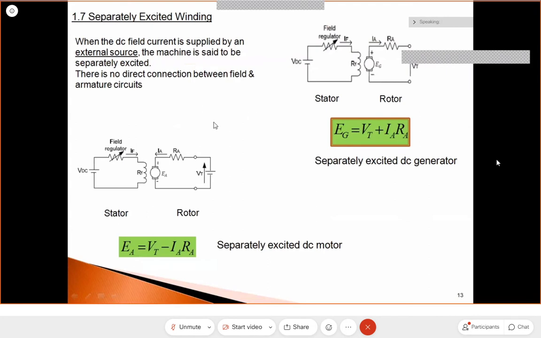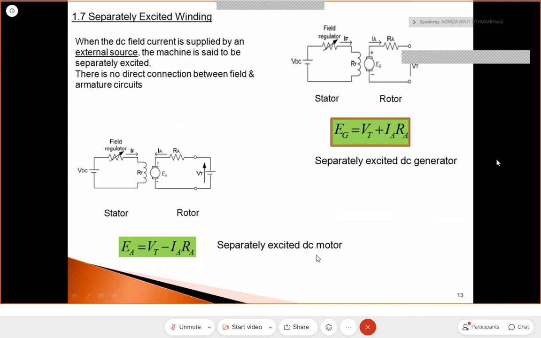Okay, and then this is generator. So for generator, EG equal to VT plus IA RA. Maksudnya kita sekarang ni consider loop dekat sini sahaja. Kita cuma consider loop untuk EG sajalah. Biasanya kita nak determine the EG ni, ataupun the voltage dekat terminal ni. So loop only dekat rotor sahaja. Okay, so EG equal to VT plus IA RA.